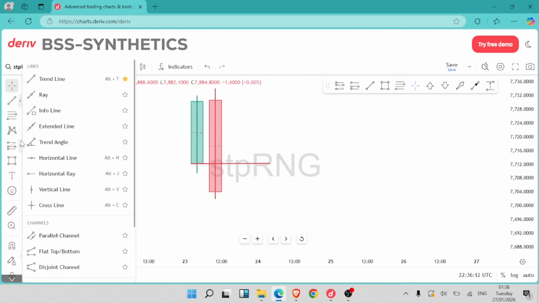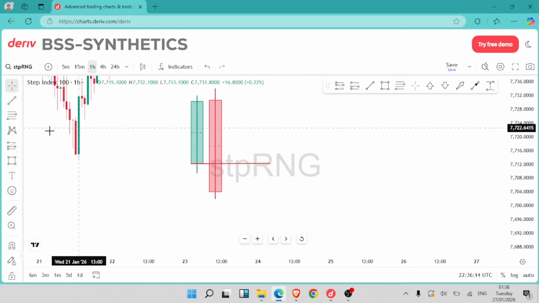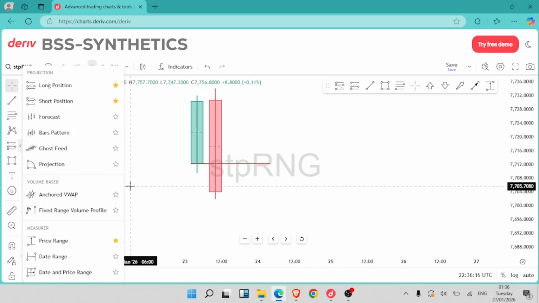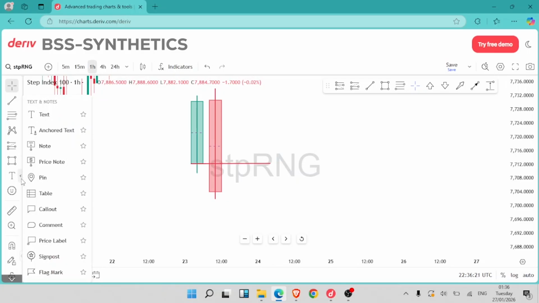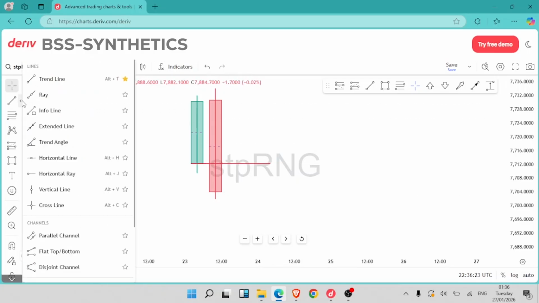Where's this tool, where's this tool, it should be, is it here?